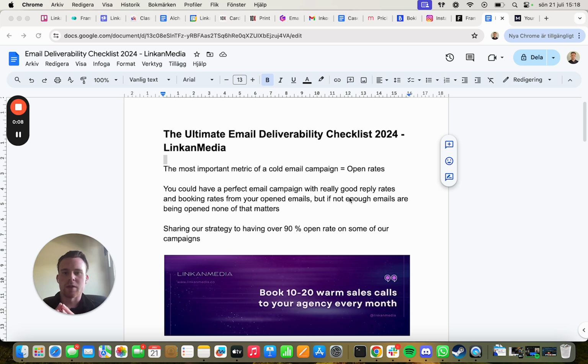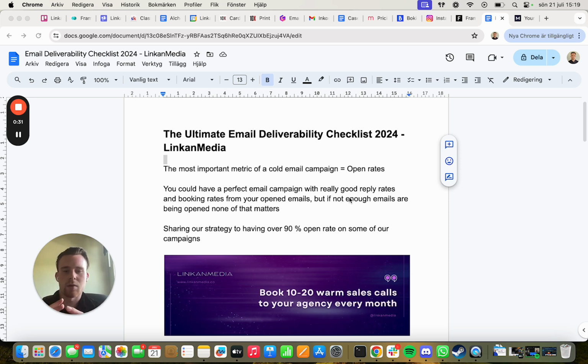So quickly, before I start and show you the full checklist, I'm going to tell you a quick thing about deliverability. The most important metric of a cold email campaign is your open rate, because you could have a perfect email campaign with really good reply rates and booking rates from your opened emails, but if not enough emails are being opened, none of that matters.